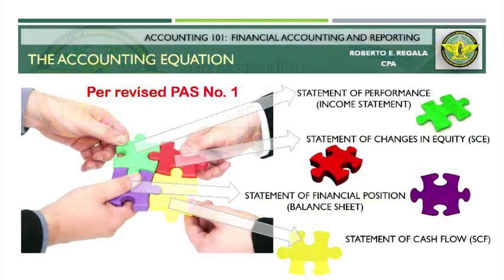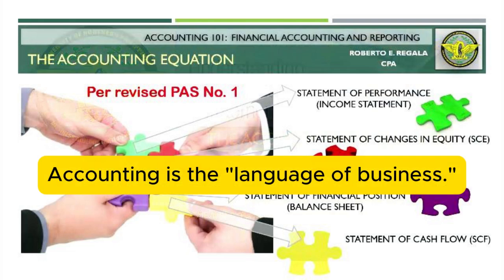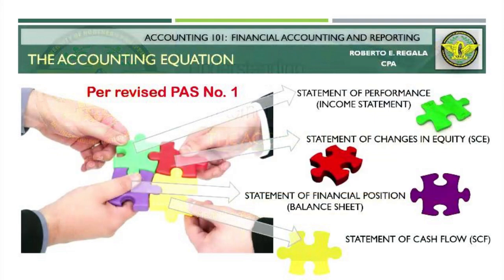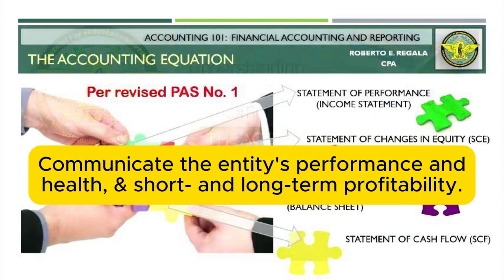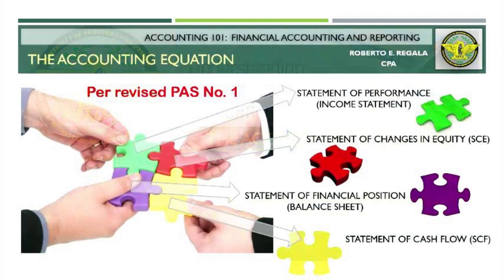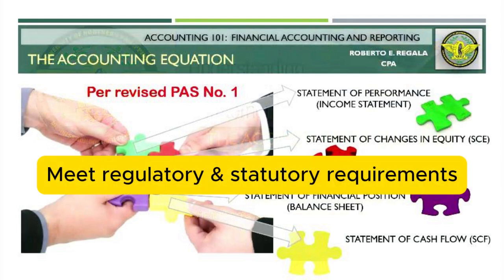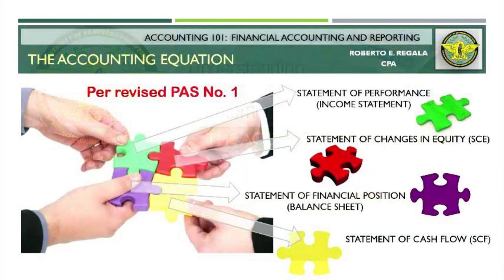In the previous video, we learned about the different financial statements that entities prepare as the means to communicate to stakeholders, as accounting is well known as the language of business. These financial statements communicate the entity's performance and health, as well as its short and long-term profitability, among others. These are general-purpose reports that meet the regulatory and statutory requirements of government agencies such as the SEC and BIR.